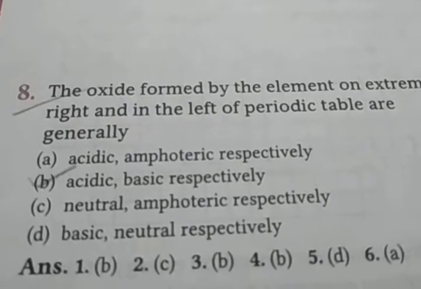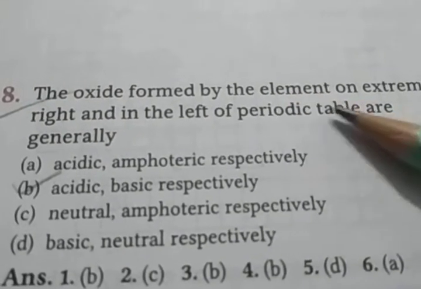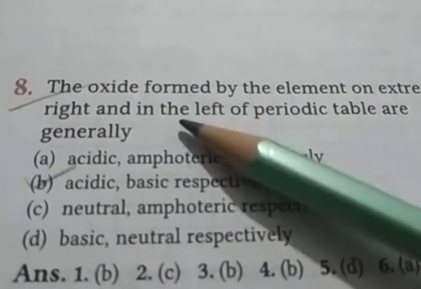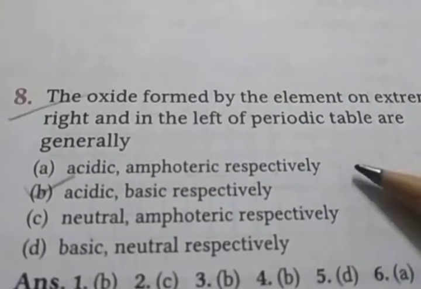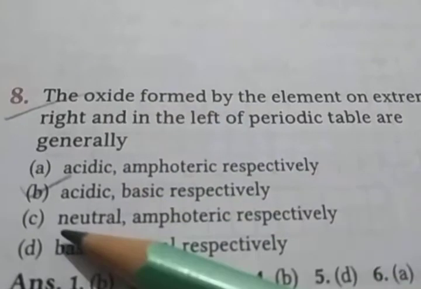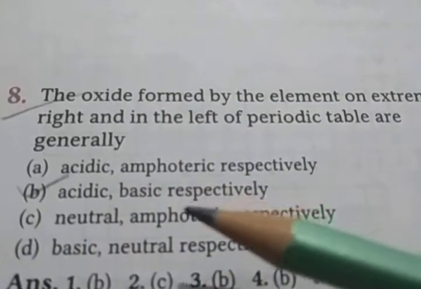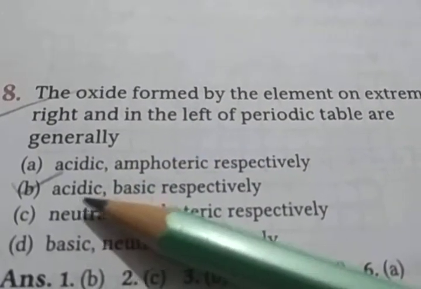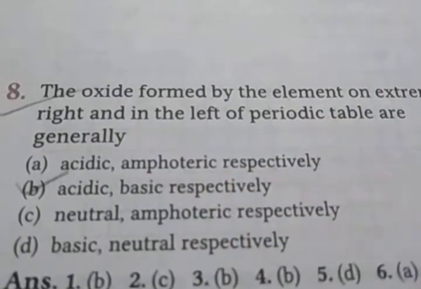Question number 8. The oxides formed by the elements on the extreme right and the left of the periodic table are generally what? So right hand side and left hand side. The right hand side gives acidic nature and the left hand side gives basic nature.